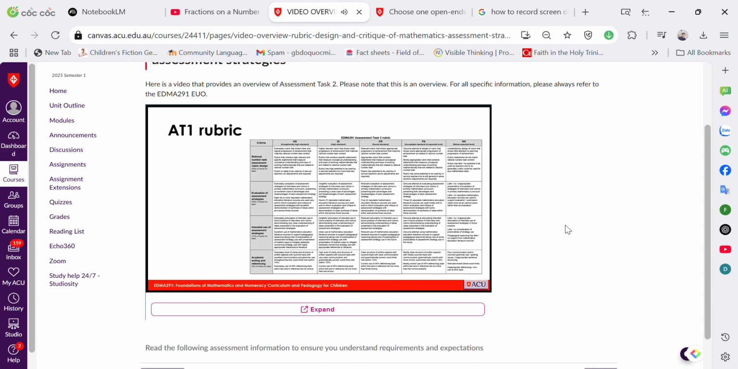As always, make sure that you use the rubric. And again, we're looking at genuine attempts. So we'll be able to assess and evaluate whether you have had a genuine attempt. And this is what you're going to be focused on in terms of the criteria.